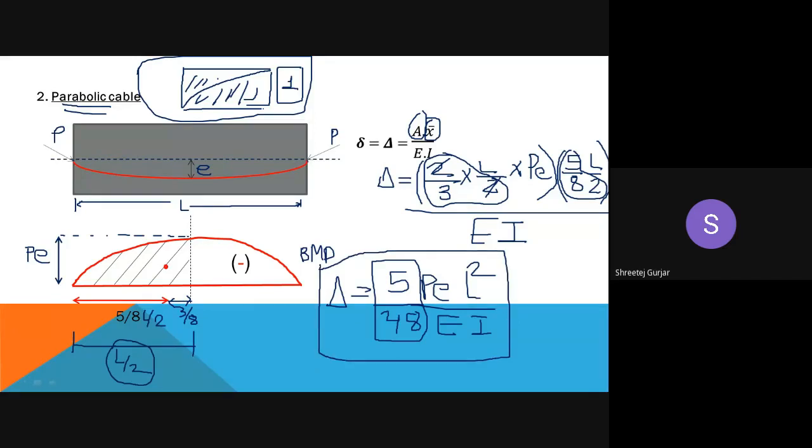Remember, you have to use this whenever you have a parabolic cable. When you have a parabolic cable, you substitute and find out delta using this formula: 5 by 48, PE L squared by EI. Have you understood? Okay. As I've told you, this BMD is also negative because this will be causing your beam to hog, causing upward deflection. So this value will also be negative. Do not forget the negative sign.